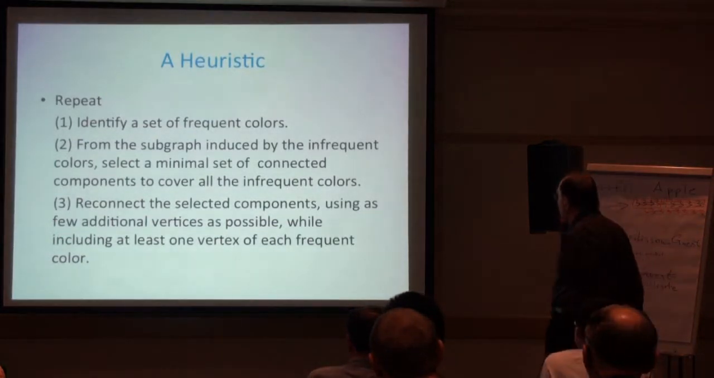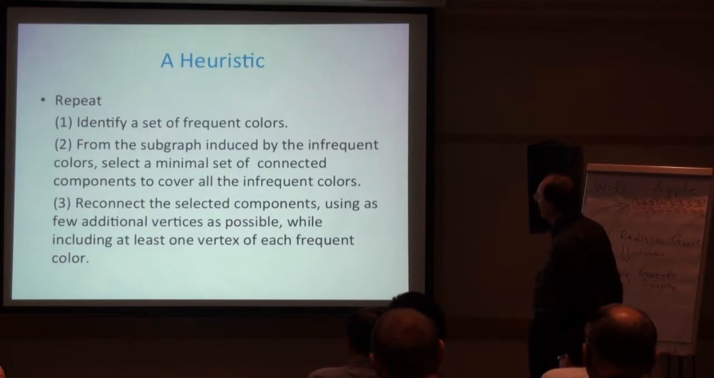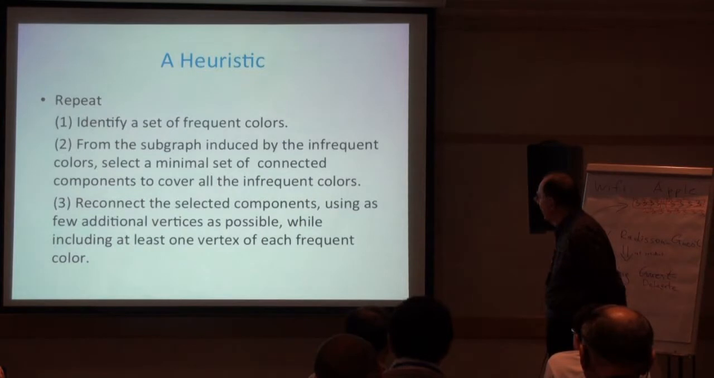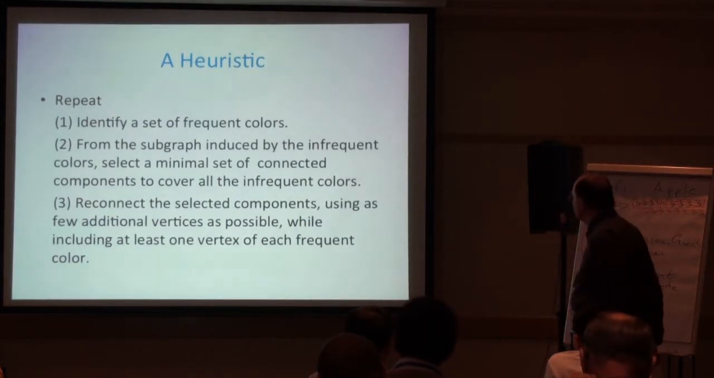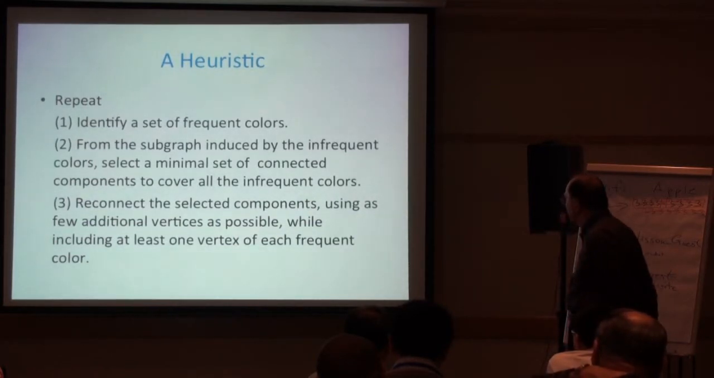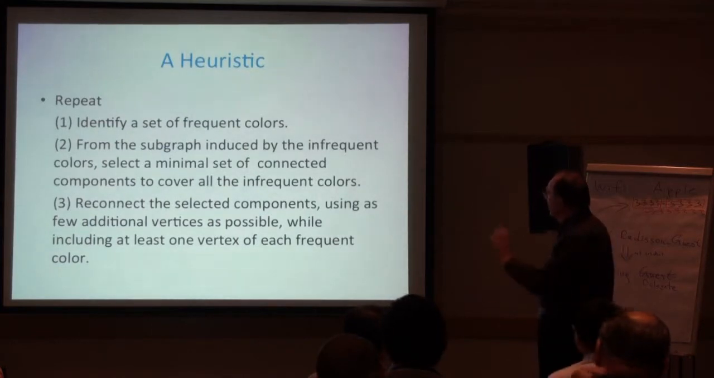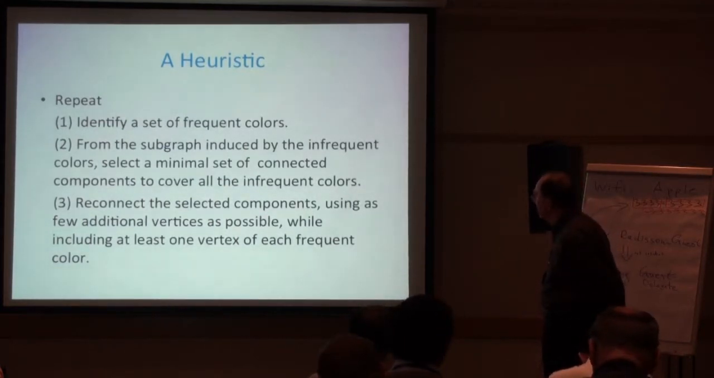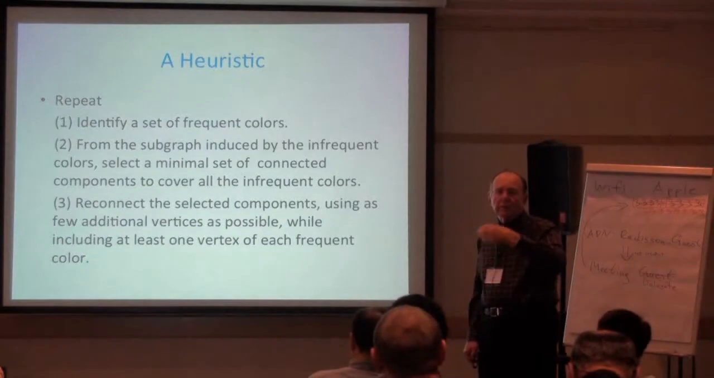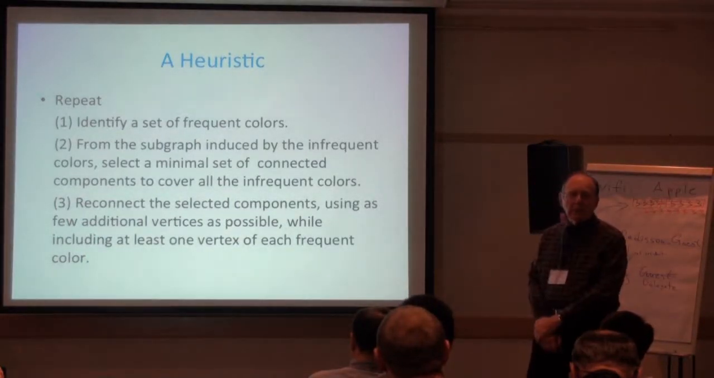So what we do is, sorry for the typo here, we form the subgraph induced by the infrequent colors. And in that subgraph, we select a minimal set of connected components to cover all the infrequent colors. And then we reconnect the selected components using as few additional vertices as possible while including at least one vertex of each frequent color. So I need to give you a little bit of insight into how these steps are actually achieved. And the overall heuristic is to just repeat this process over and over again, pruning vertices away from the graph.